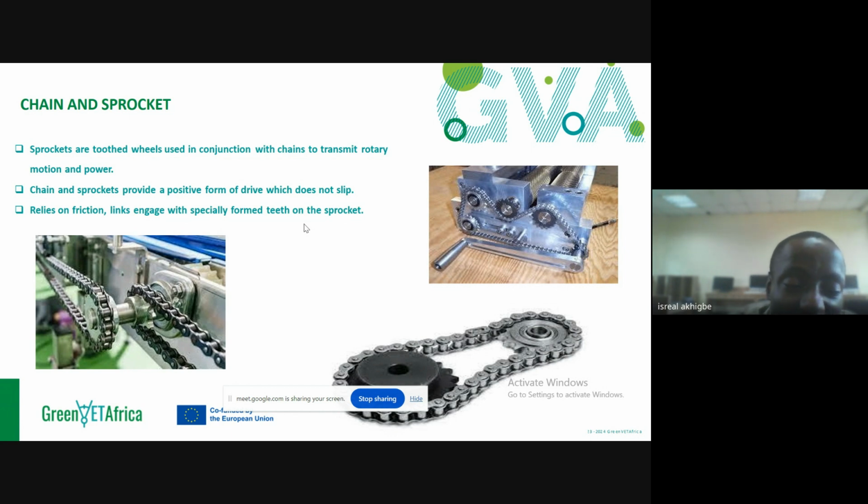It does not rely on friction greatly. The links engage with specially formed teeth on the sprocket. So the sprocket by design has specially formed teeth. Without that, it will also be difficult for us to transmit motion. Now look at this here. This is what a sprocket looks like. A sprocket and a chain.